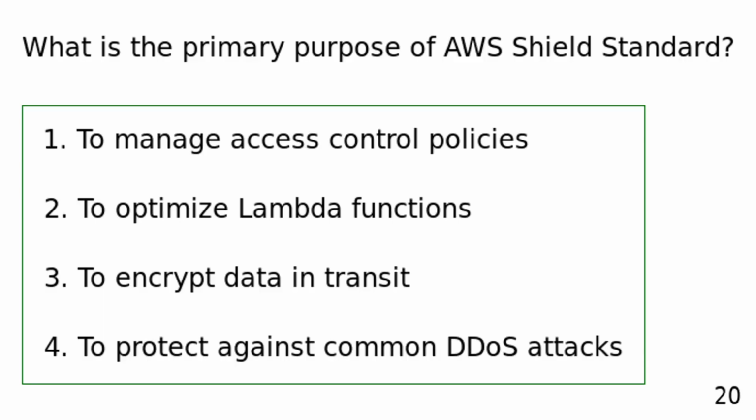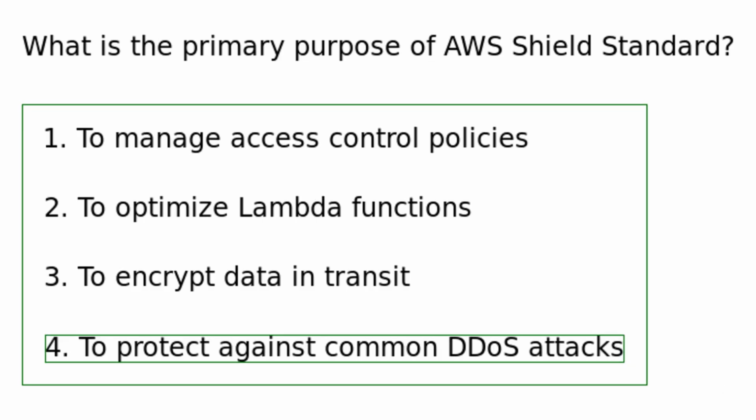What is the primary purpose of AWS Shield Standard? To manage access control policies. To optimize Lambda functions. To encrypt data in transit. To protect against common DDoS attacks. The primary purpose of AWS Shield Standard is to protect against common distributed denial of service attacks.